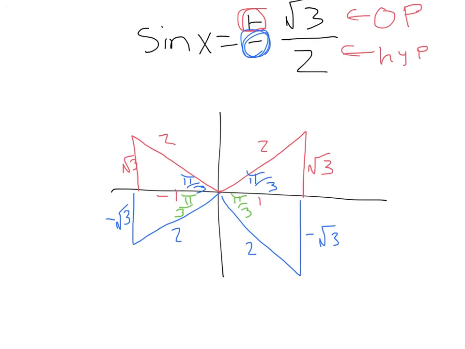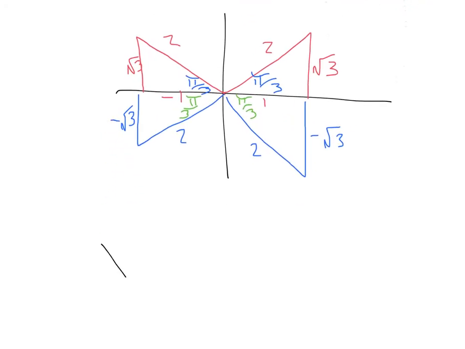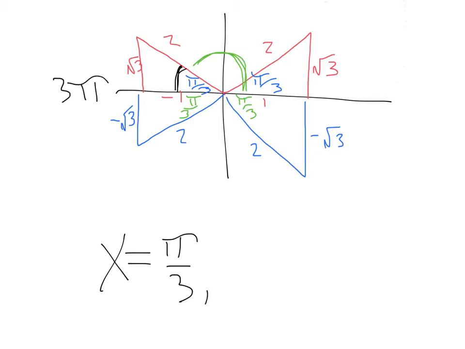Now to get our final solutions, we just need to find each of these values. Starting with here, that's just pi over 3. Boom, there's one solution. Next solution, I need to find this over here. That's going to be pi minus this pi over 3. So that's 3 pi over 3 minus pi over 3, 2 pi over 3.